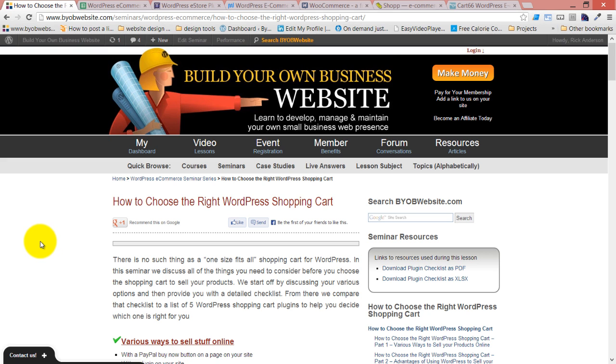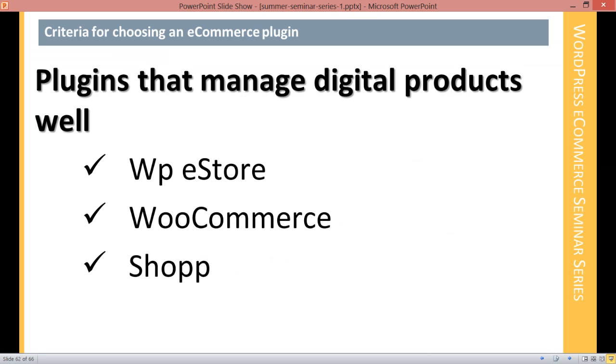Now, plugins can be sort of grouped together by some general characterization. For example, you can look at the types of content that they manage well. And so plugins that manage digital content really well are WP eStore and WooCommerce and Shopp. All 3 of those have very good digital content management or digital product management systems.